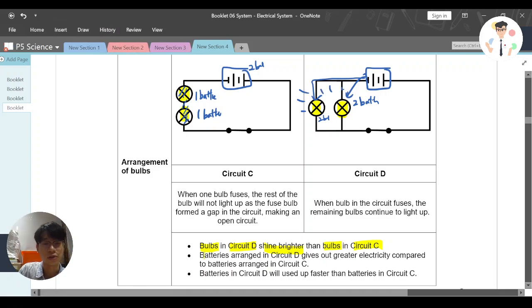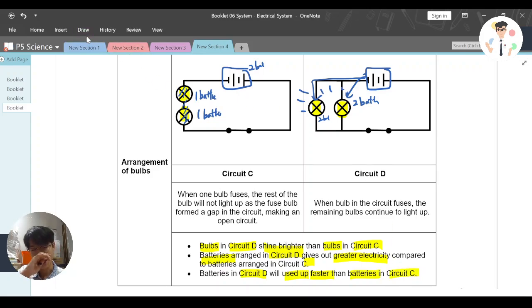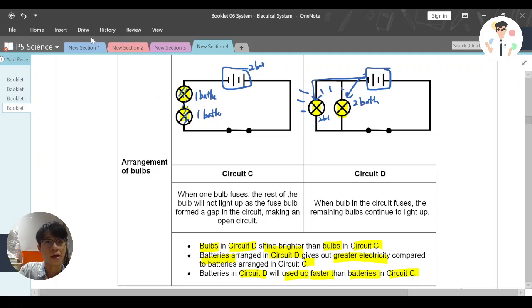Let's continue, read the question. Batteries arranged in circuit D will give out greater electricity compared to C. I mean, it makes sense, right? Because they are actually being shared out already. This one is giving here, giving here. That's why it gives out greater electricity. That's why it will be brighter. And of course, also for that reason, batteries in circuit D will be used up faster than batteries in circuit C. Okay? I think it's kind of common sense to understand this, okay?